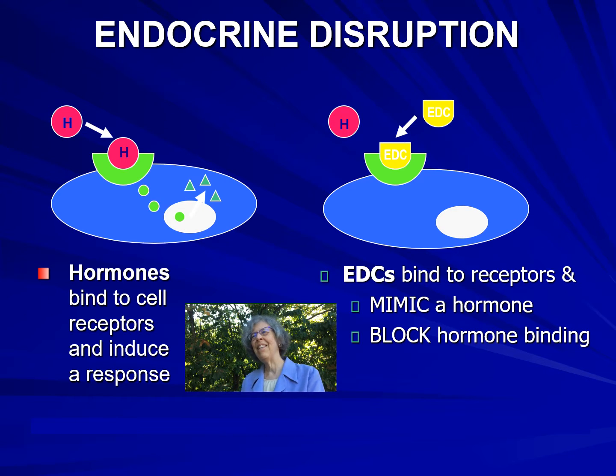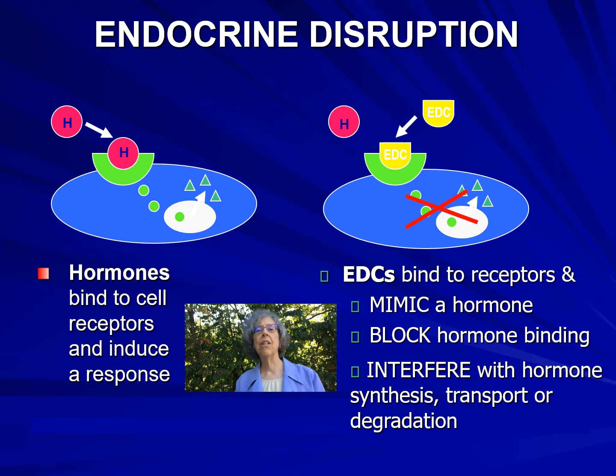So it's like the EDC is saying to the cell, hi there, I'm estrogen. And the cell will respond to that synthetic, that exogenous chemical in the same way as it would respond to natural estrogen. So whether an EDC blocks a hormone, mimics a hormone, or does both, whatever is supposed to happen does not happen. Instead, what does happen can be quite fascinating, but also alarming and far-reaching.